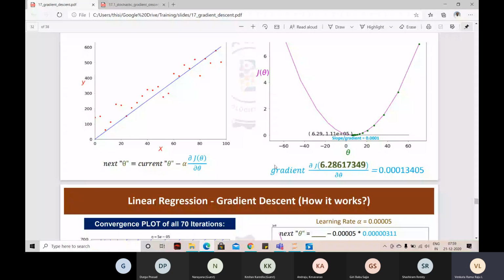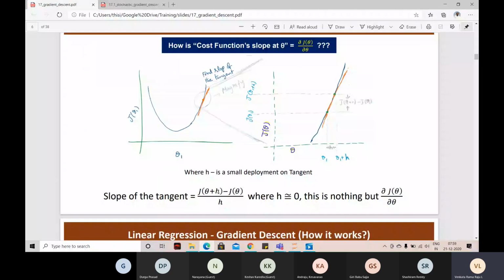This is the slope formula, right? J of theta plus h minus j of theta by h. J of theta plus h on the right side is higher, a big number. On the y scale, if you see, j of theta plus h is a big number compared to j of theta. Is this correct? Yes, sir. Then what happens? This is a positive number, and the total slope is going to be positive.